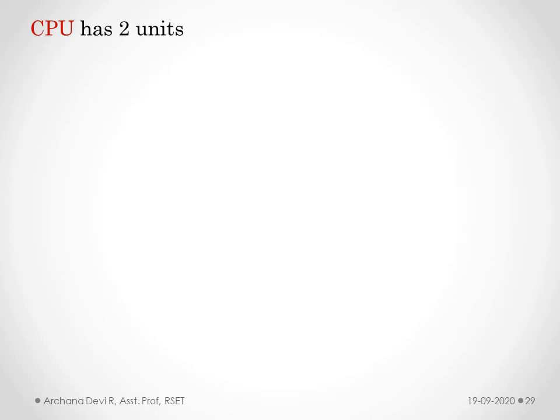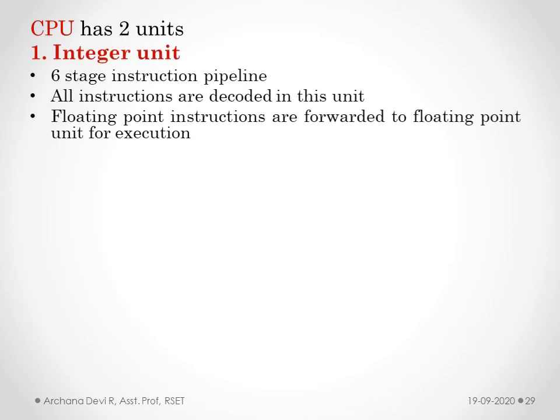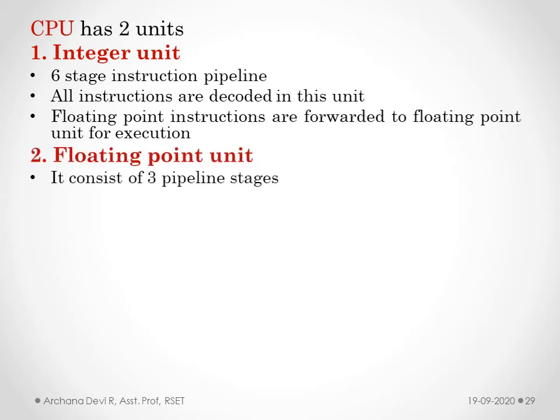Now in this, the processor has two units. Again, just like we had in VAX architecture, here also we have two units, integer unit and the floating point unit. So the difference is the number of pipeline stages for integer unit and floating point unit is different. In integer unit, we have 6-stage instruction pipeline, whereas in floating point unit, it's only 3-stage pipeline. So all the instructions are decoded in integer unit, and if it's a floating point instruction, it is forwarded to the floating point unit for execution. That is why the number of stages in floating point unit is reduced.